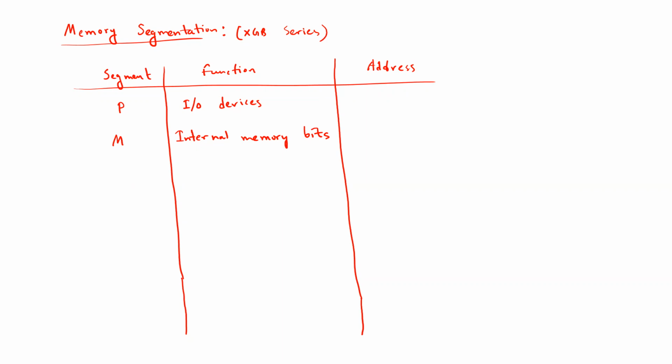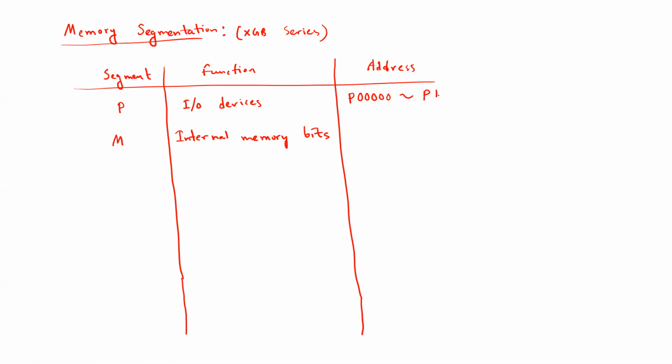For the physical segment and the internal memory bit segment, the addressing is done in almost similar way. So the address starts with P, the segment annotation, then some numeric values, and the addressing is normally from P0000 to P1023F. For internal memory bits as well, similar addressing is used, for the rest of the segments as well.